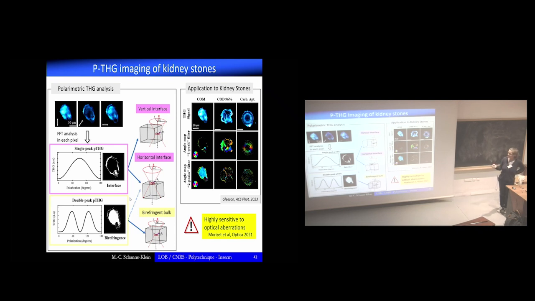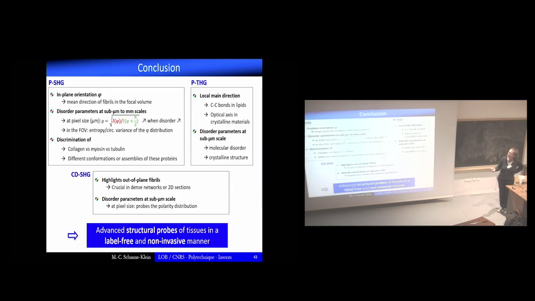So these experiments are quite sensitive to optical aberrations, so we have to be very accurate in the measurements. So that's my last slide. So you see that with linear polarization, we have main direction and disorder parameter. With circular dichroism, it's the same for out-of-plane fibers. So it means that we have really advanced structural probes of tissue in a label-free and non-invasive manner.